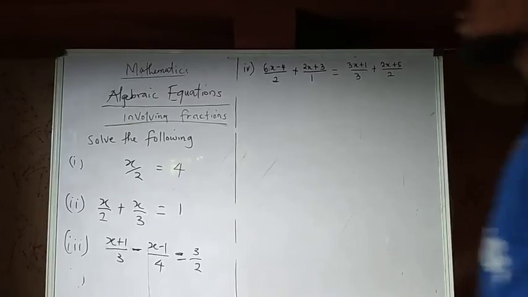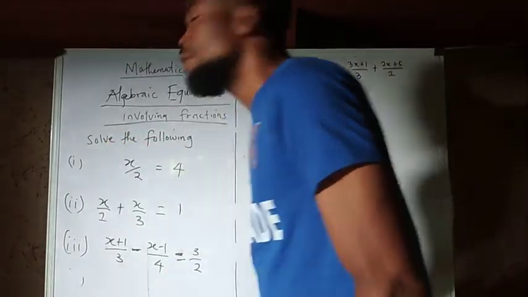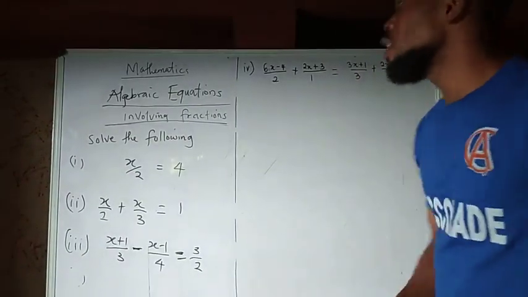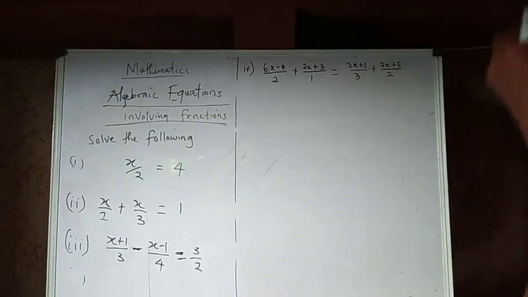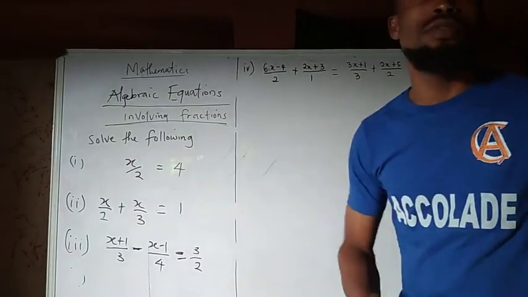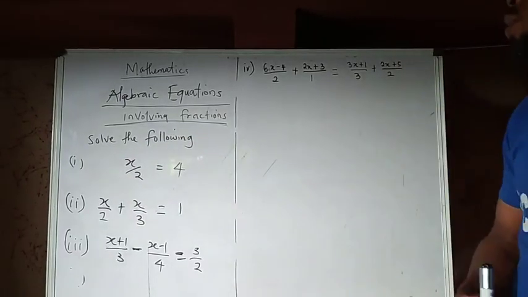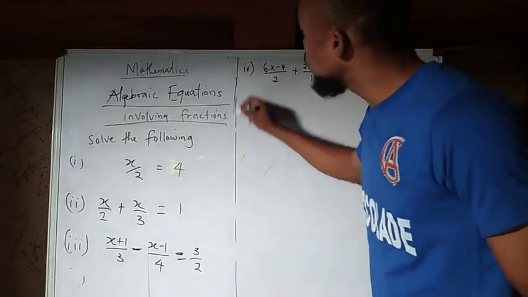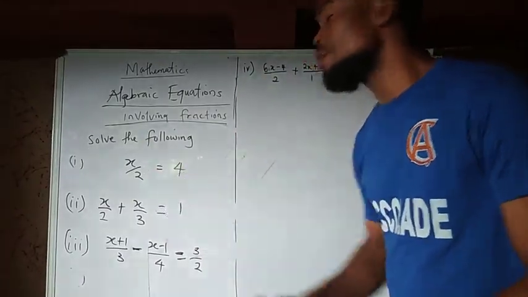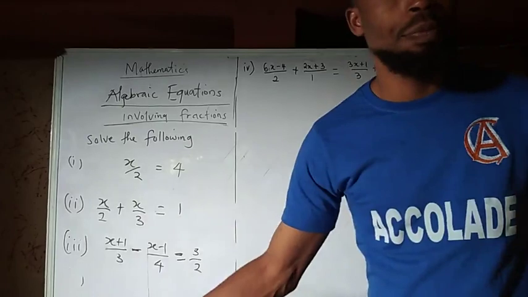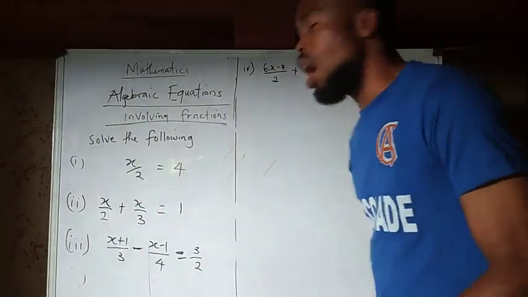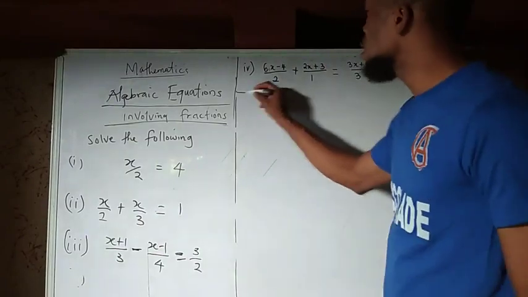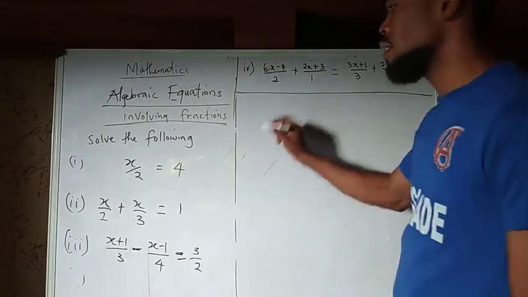Okay, so here we are to solve the following equations that are involving what? Fractions, algebraic equations involving fractions. Now to do this is quite simple, very simple. All you just need to know is, first of all, we have to convert all this fraction to linear form. We have to get rid of the fractions. How do we do that? I'm going to show you that right here.